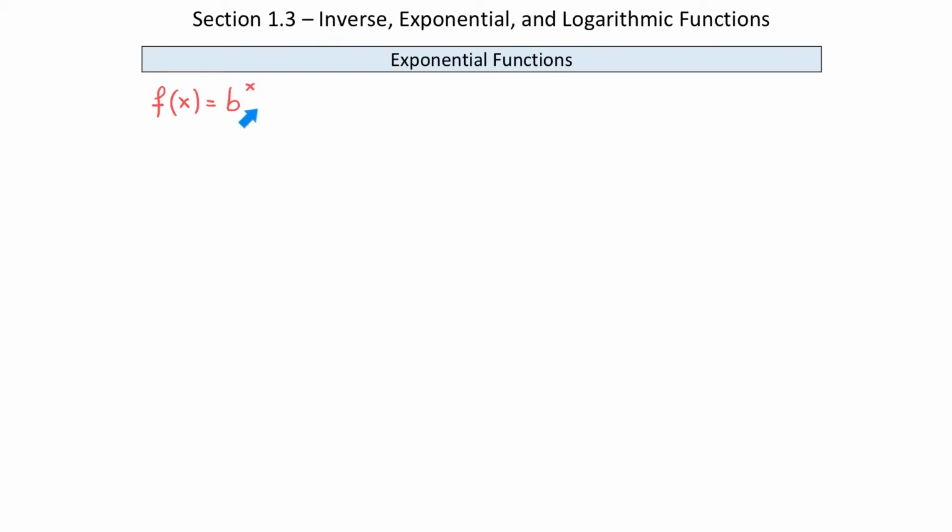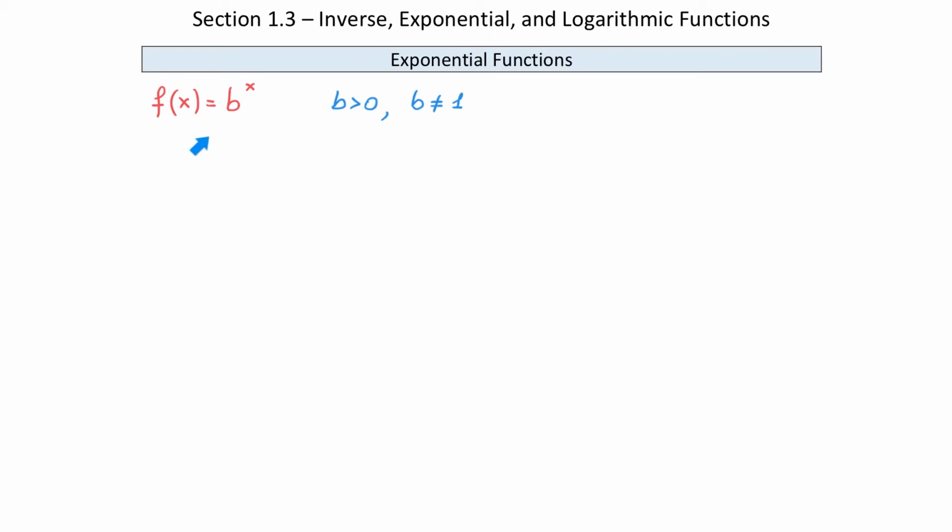Notice that the variable x is located in the exponent, and the domain of this function is any number from negative infinity to positive infinity. This means that in place of x, we can use any real number. The base is a constant number b, and this number has restrictions. The restrictions are that b has to be positive and b cannot be equal to 1.